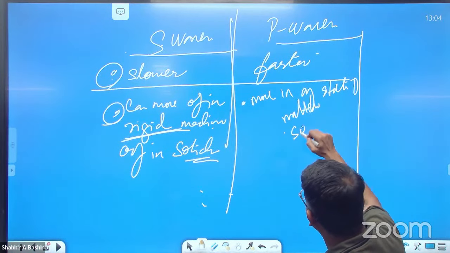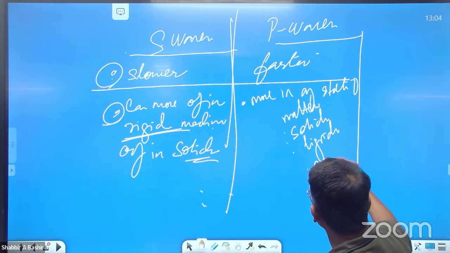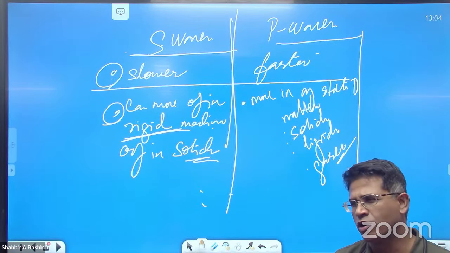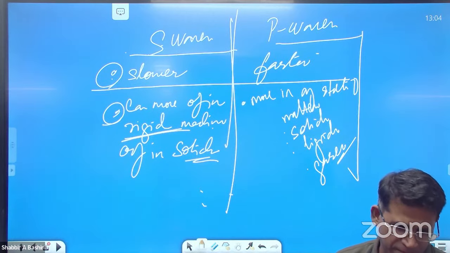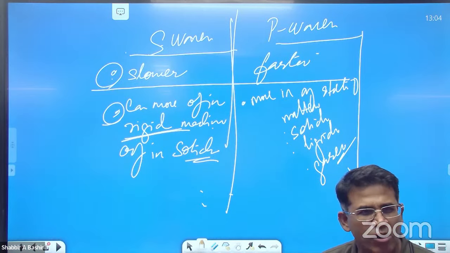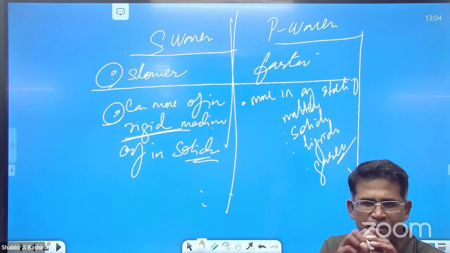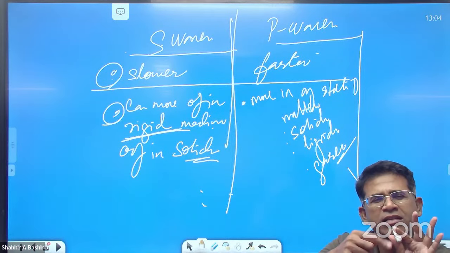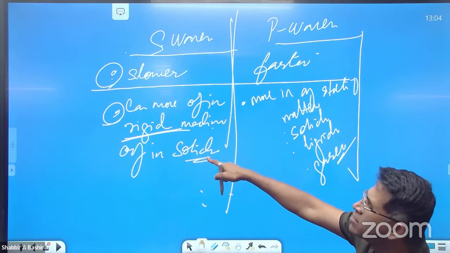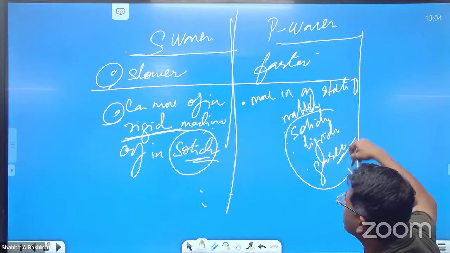They can move through solids, liquids, and gases. Sound can travel in air. Sound can also travel in water. And sound can also travel through any solid, like an iron bar. If you speak something here, you can hear the sound reaching you along the iron rod. So this is only in solids, but this can move in all three mediums.